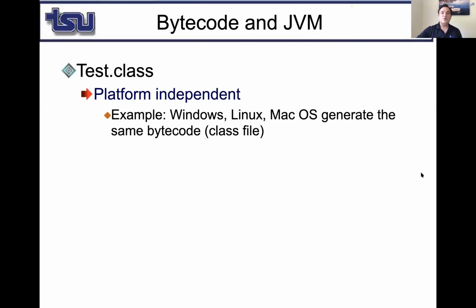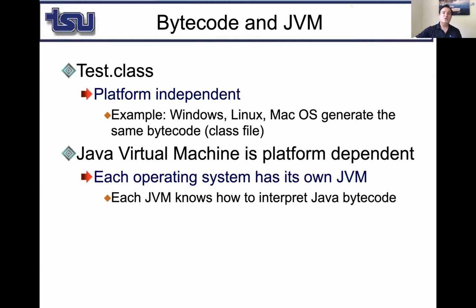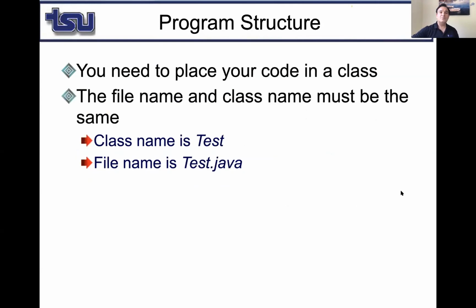Again, the platform independent part: test.class is platform independent, whether Windows, Linux, Mac, and so on, it generates exactly the same bytecode. However, the virtual machine is platform dependent. Each operating system has its own Java virtual machine, and each Java virtual machine knows how to interpret Java bytecode. I hope this is clear.